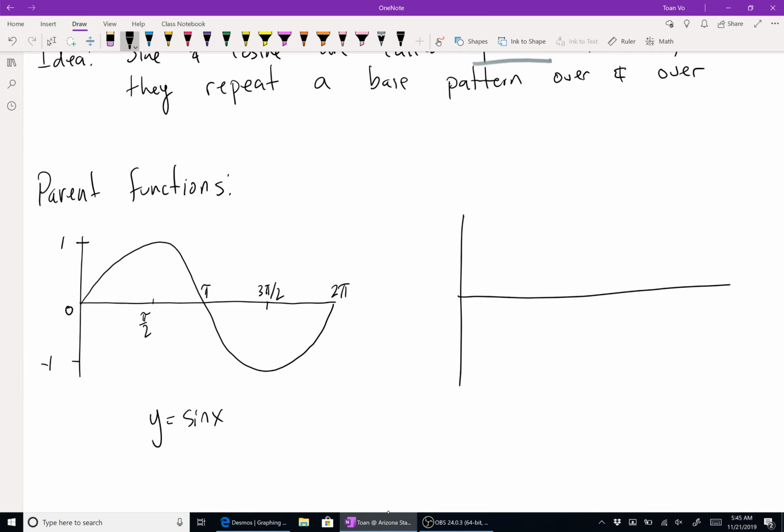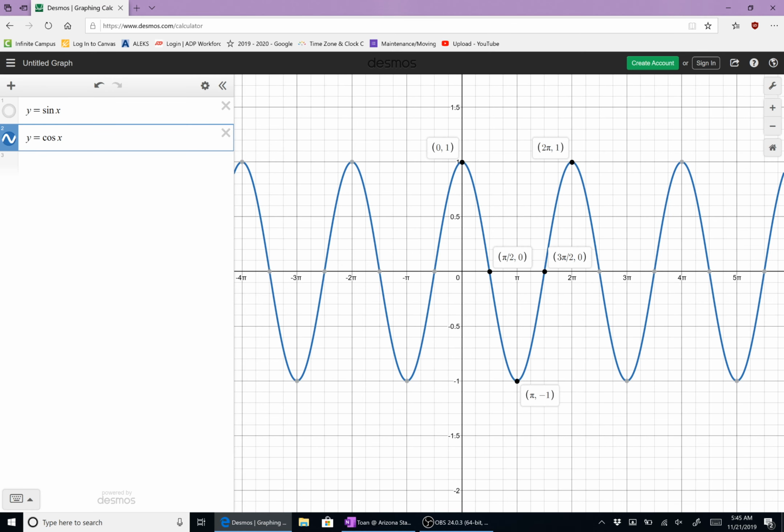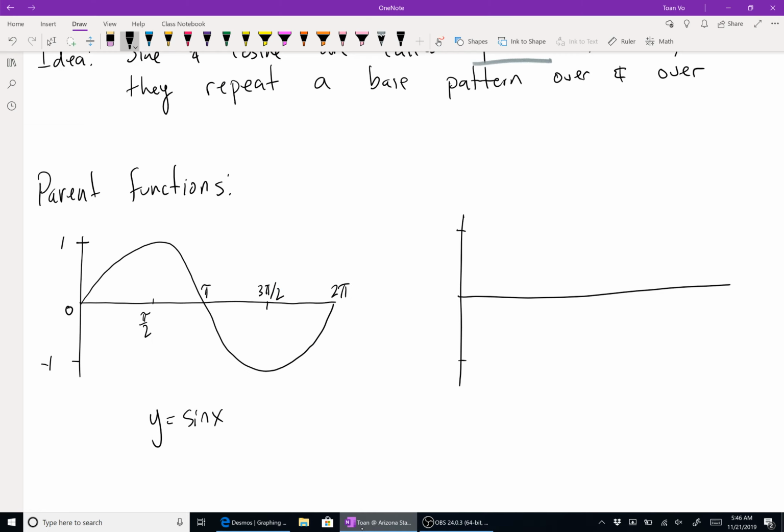So for cosine, it doesn't seem to start at the origin. It actually starts at the top here. But if you look at the graph, the maximum, the very top, has a y value of 1, and the minimum, the very bottom, has a y value of -1, so at least that part's still the same, 1 and -1.